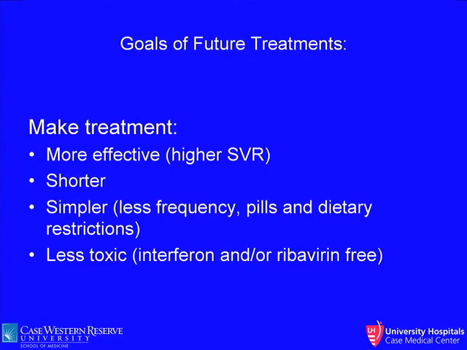A few words about goals of future treatments. That was the bulk of the meeting. So the goals of treatment obviously are to find more effective treatments, shorter treatments, simpler treatments, less pills, less frequent, and less toxic treatments, which basically means drop the interferon and see if you can get away with it.